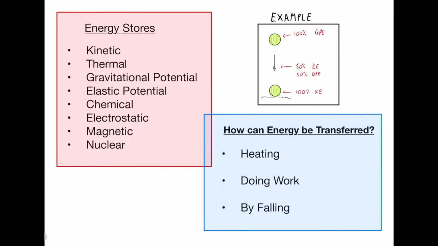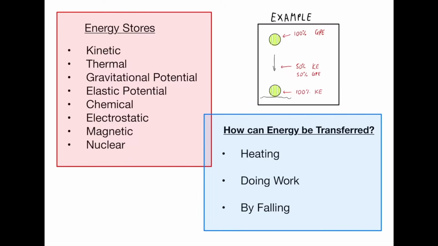First of all, we have the different energy stores. As you can see in the red box, there are 8 different energy stores that you need to remember for this topic. Kinetic, thermal, gravitational potential, elastic potential, chemical, electrostatic, magnetic and nuclear. Some are much more common than others, and the ones that you recognise are probably the ones that you need to know a bit more about. Most of you will know that there are equations linked to some of them, which we will get onto a bit later on in the video as well.